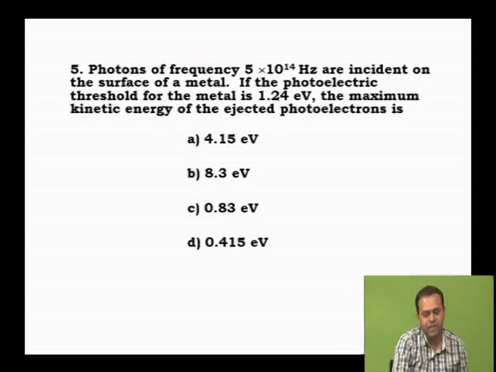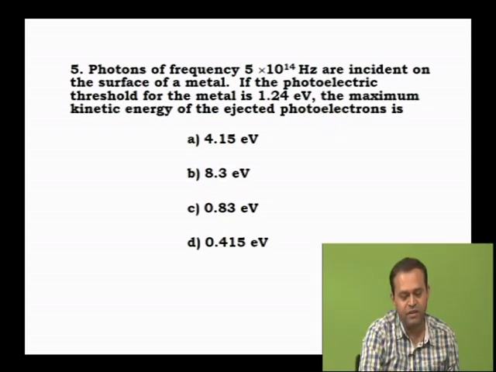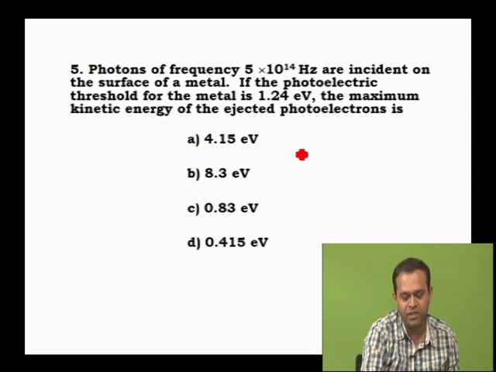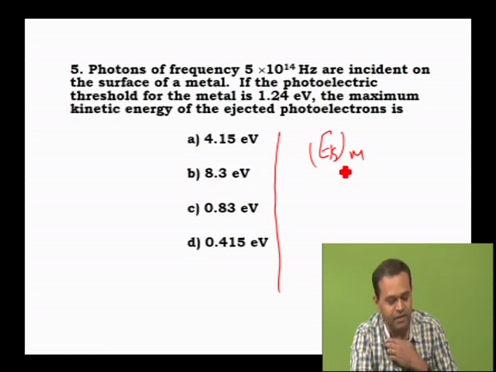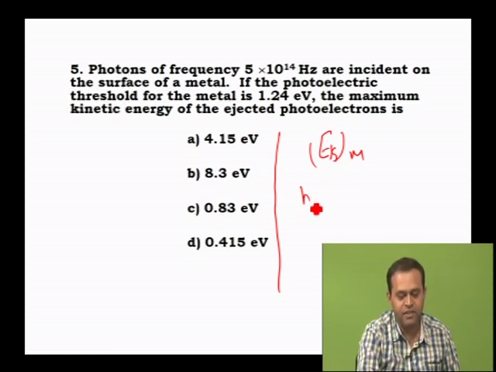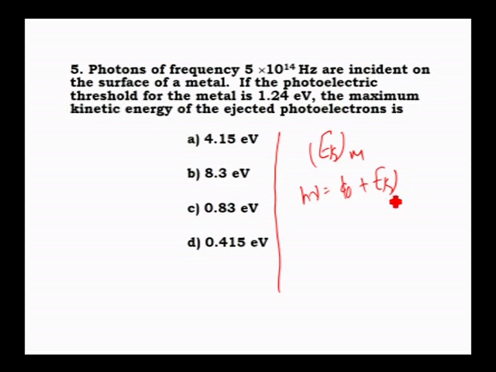Then, photons of frequency 5 into 10 power 14 Hz are incident on the surface of a metal. If photoelectric threshold for the metal is 1.24 electron volt, find the maximum kinetic energy of ejected photoelectron. Here, we have to calculate the EK maximum value. Again the problem is based on Einstein photoelectric equation: h nu is equal to phi naught plus EK maximum, correct? Then EK maximum is equal to h nu minus phi naught.